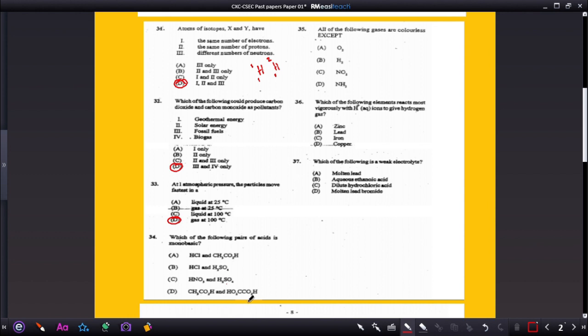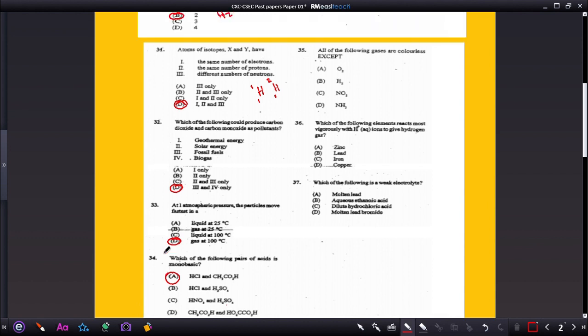this is oxalic acid, and that would release 2 moles of H plus. Okay, so the answer is A. Ethanoic acid releases 1 mole of H plus per ethanoic acid molecule, and HCl releases 1 mole of H plus per hydrochloric acid molecule.